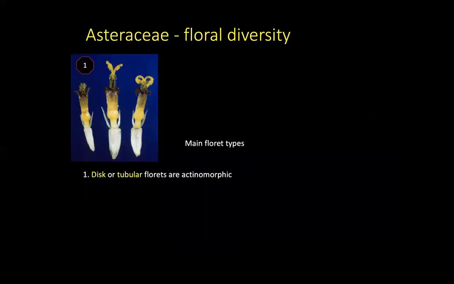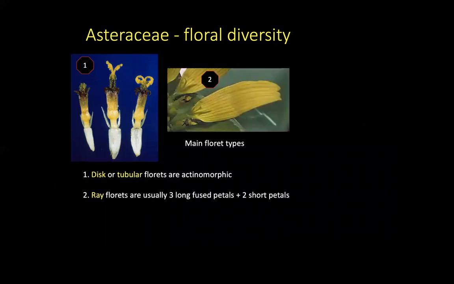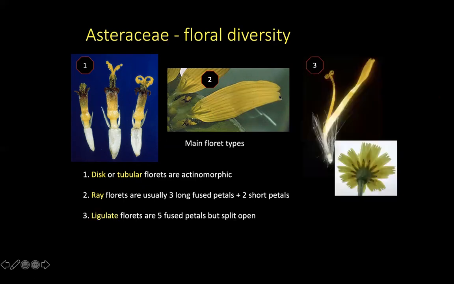Okay, so the disc or tubular florets are actinomorphic. Ray florets are usually 3 long petals fused together in a strap, and then 2 short petals. They might be 2 little bunny ears right at the base, or they might be so smoothed out you can't even see them. But the ray is going to have like 3 or maybe 4 notches, not 5.